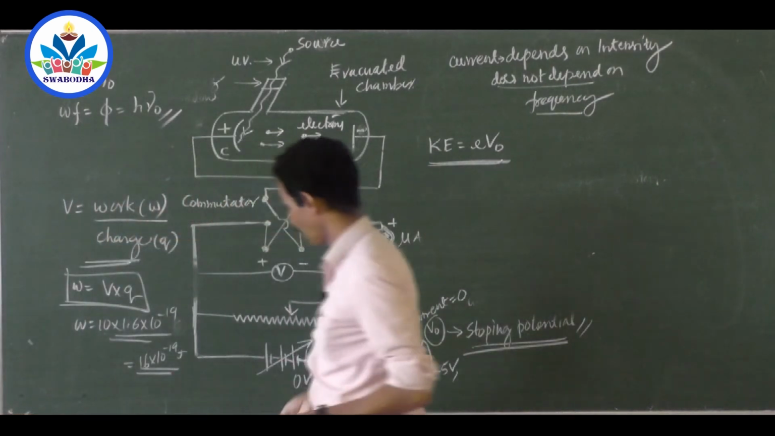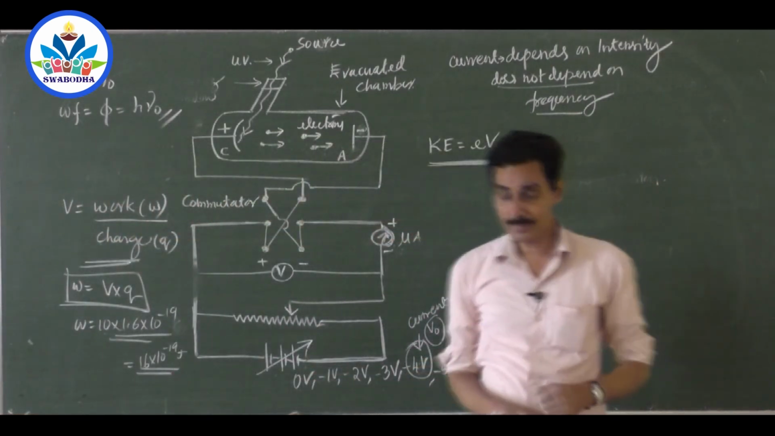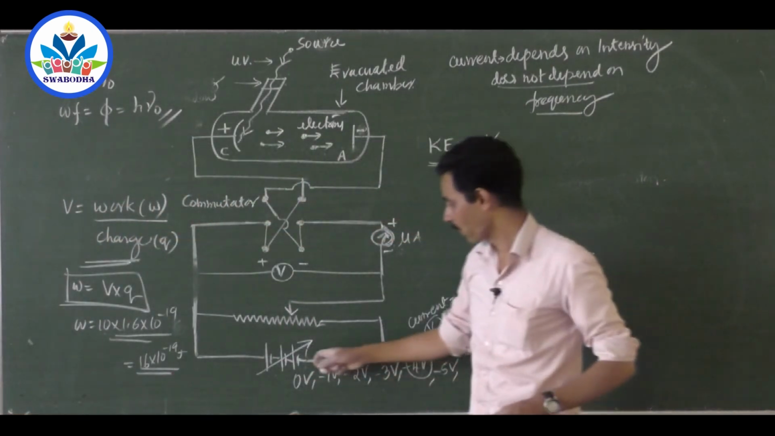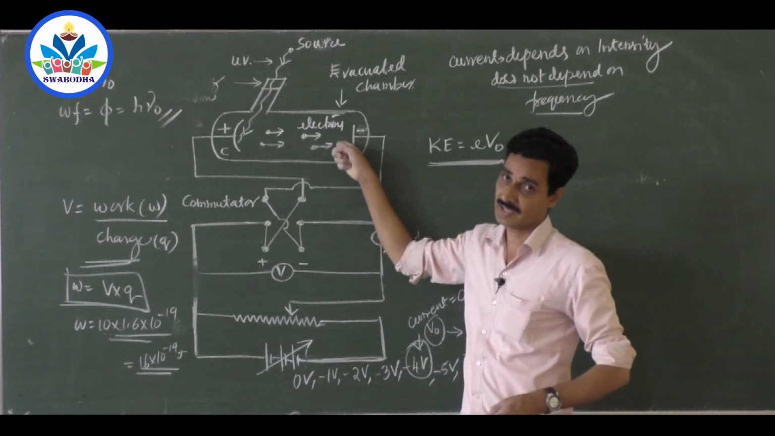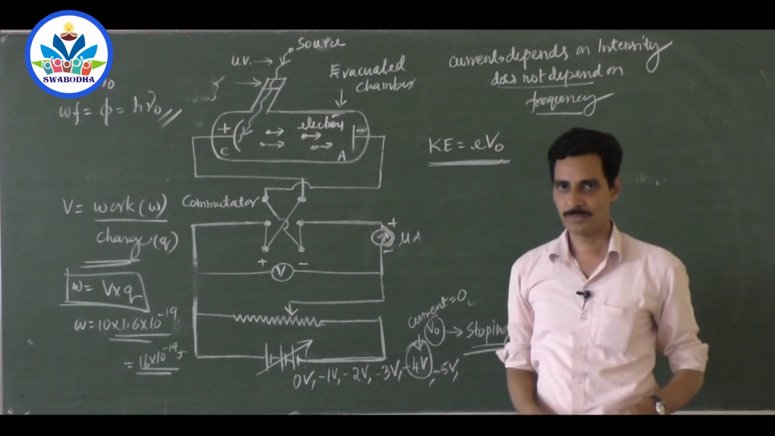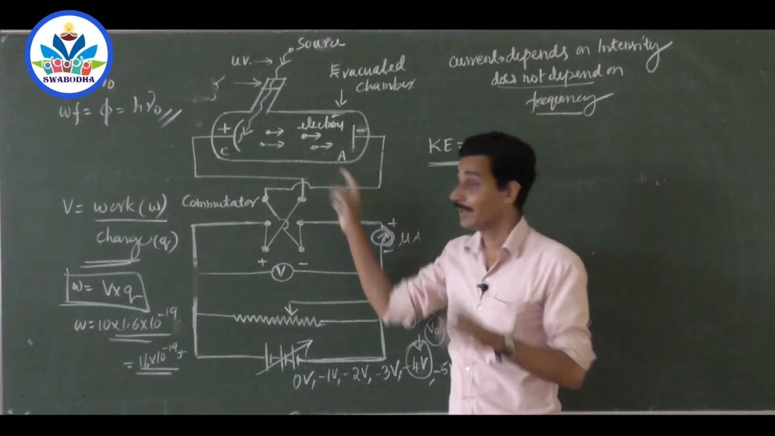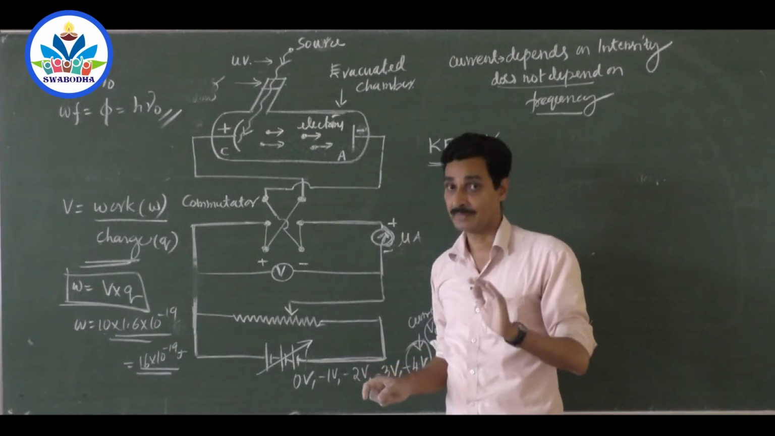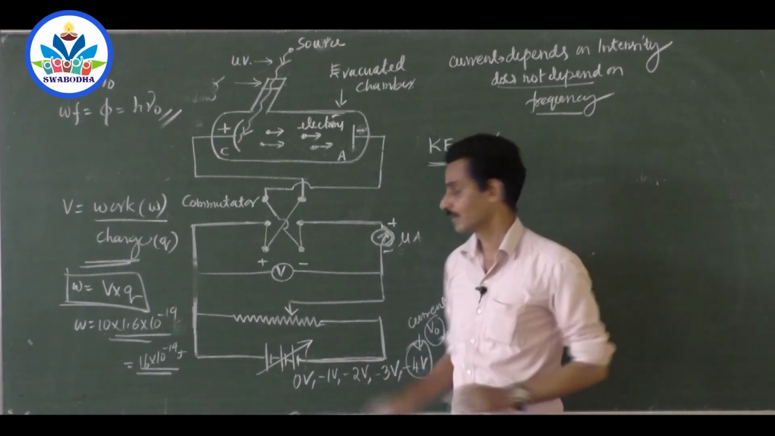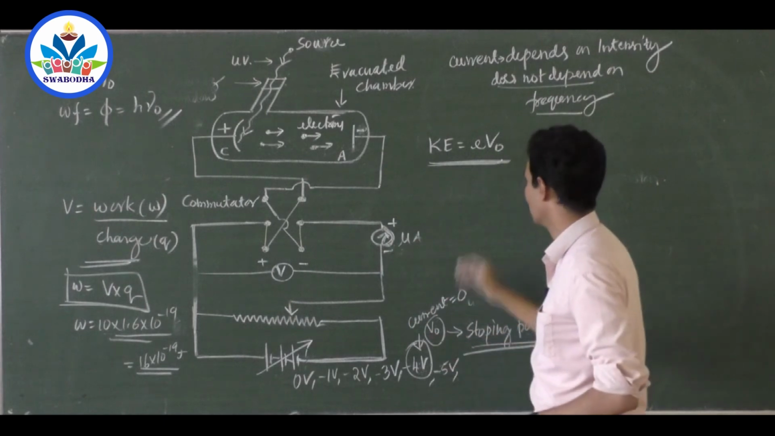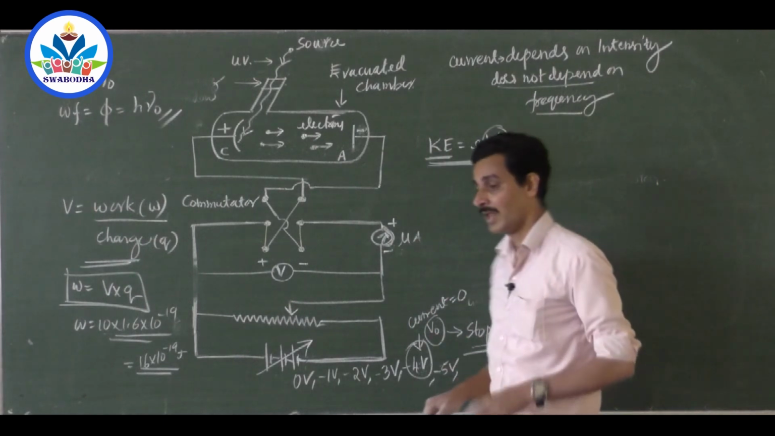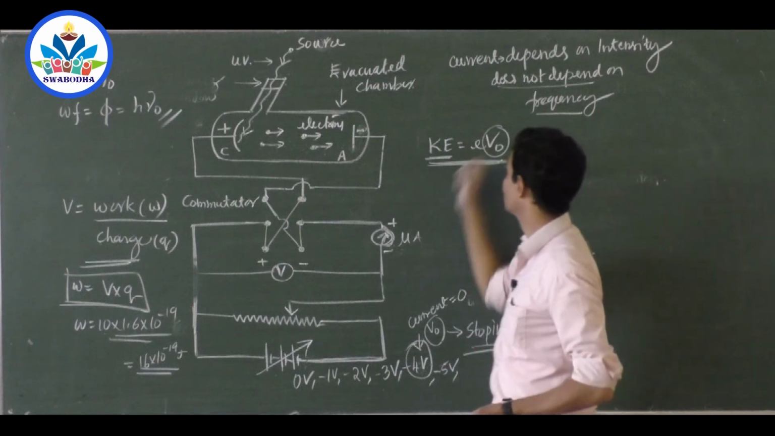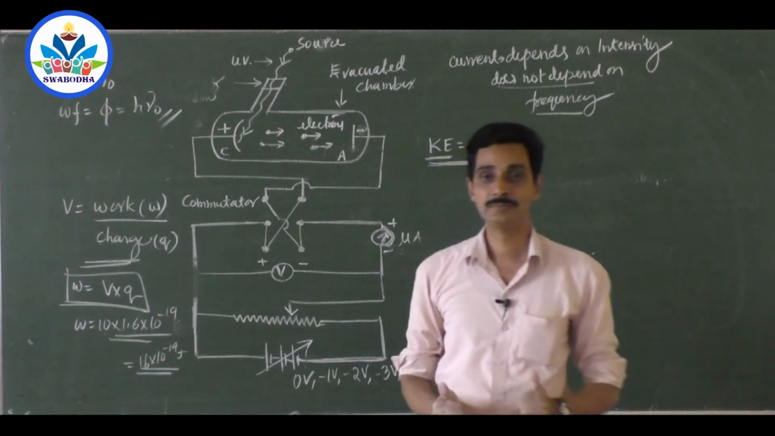What about stopping potential? The minimum reverse potential of the anode, which can stop all the photoelectrons reaching the anode and make the photoelectric current zero. Remember, at this time photoelectric emission is happening, but we are stopping all the electrons by using a reverse potential. So what does stopping potential give? Kinetic energy of photoelectrons. Now stopping potential depends on what?